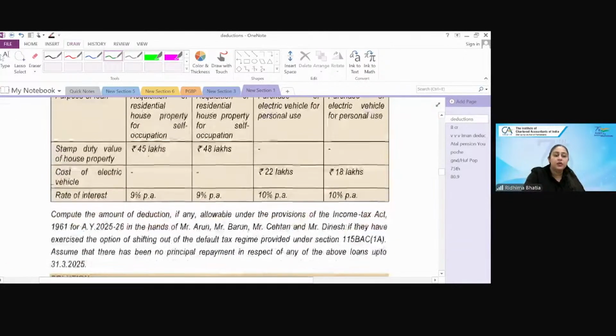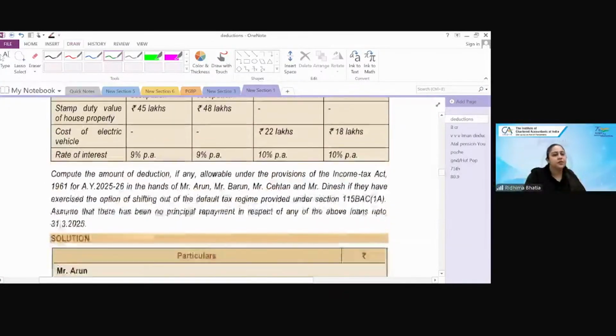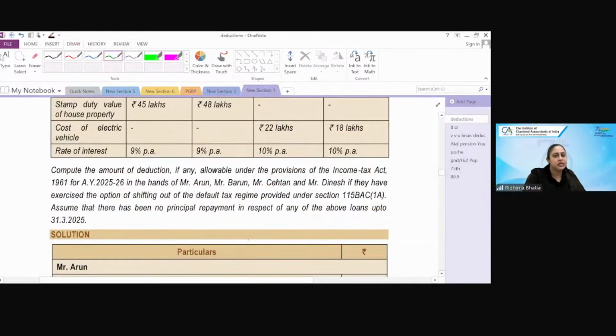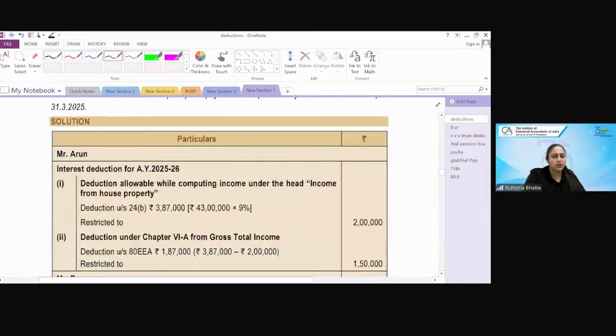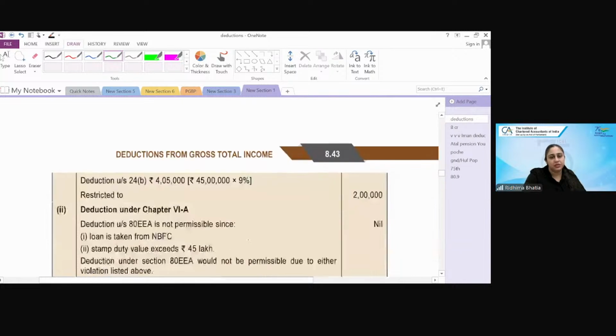Now we come on to the next question. Please practice this at ease. This is very simple. You have to see the condition and the interest, and whatever is during the year, based on that, you can claim the deduction. None of it is allowed to anyone who is claiming 115BAC.